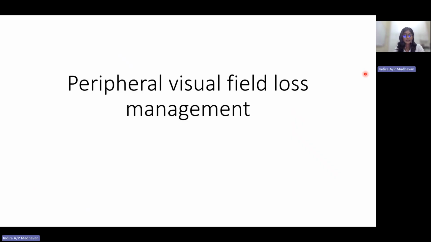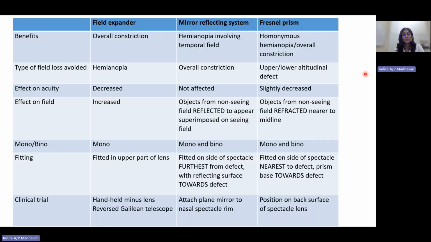So the topic of this video is going to be peripheral visual field loss management. We're going to look at what options of management are available for this kind of patient. There are three types of management, which help patients with different kinds of visual field defect. One is field expander, another is mirror reflecting system, and the third is Fresnel prism. These are the three management options, and we're going to look at them one by one.